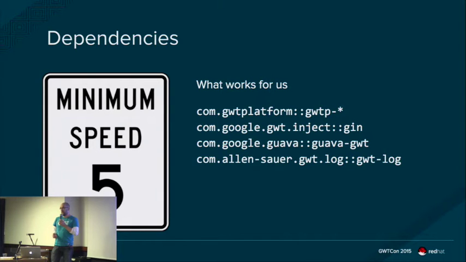We are using Gin for dependency injection, and we use some helper classes from Guava from Google, which are quite helpful for various things. And then we have small tools like a logging library, which gives us a way to inspect or to view inside the application without having to debug all the time.